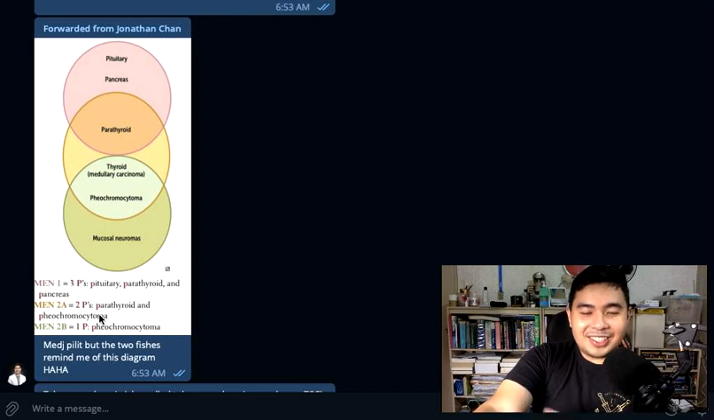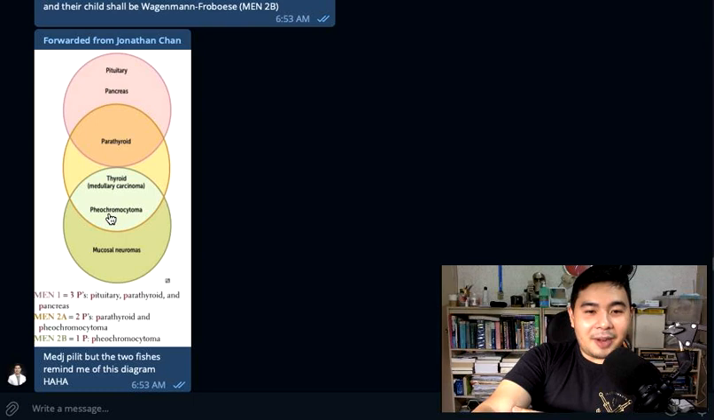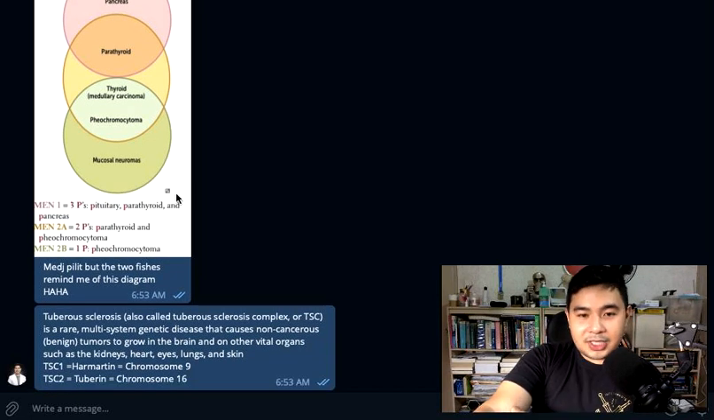So again, this is medyo pilit, but the two fishes here in this diagram reminded me of this diagram. Tuberous sclerosis. I don't think this is super high yield. I'll just pass through it.